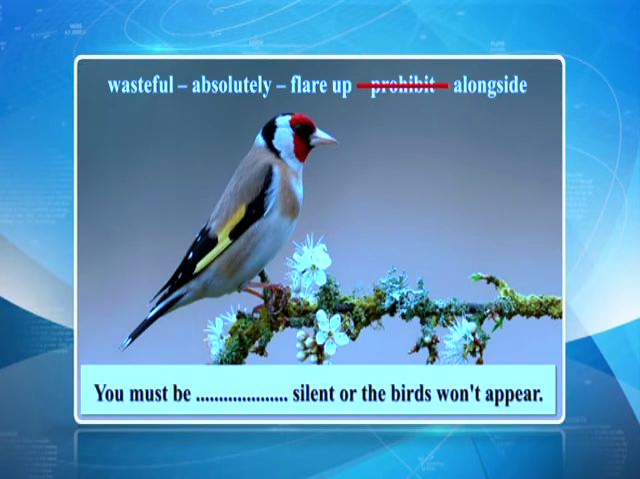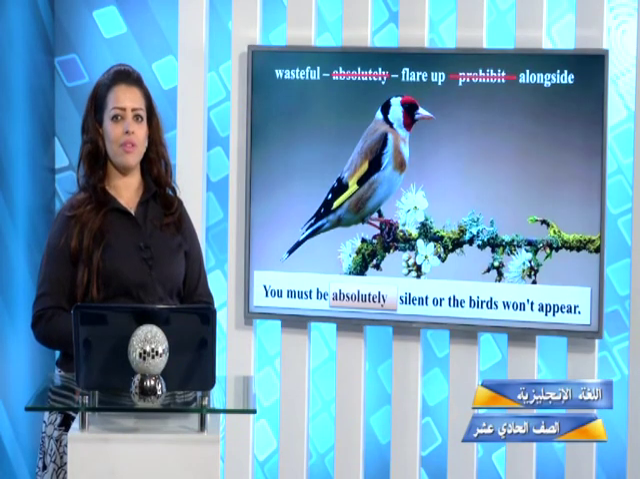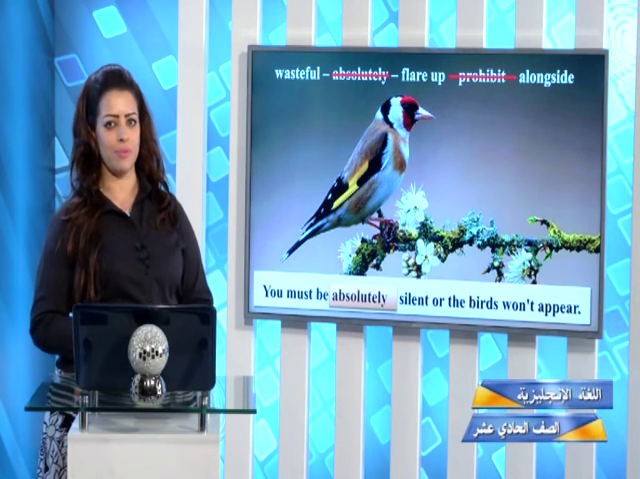Let's read the second sentence. You must be silent or the birds won't appear. What do you think is the word? Is it a verb? Is it an adjective? What do you think? You must be absolutely silent or the birds won't appear. If you realize the words above, they all have a different part of speech.